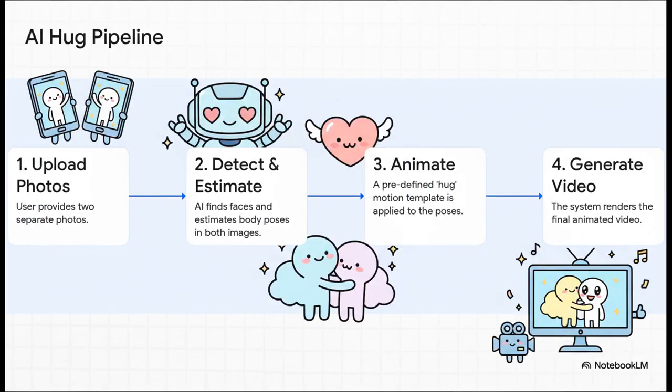And this AI hug effect is a perfect way to see how it works. So you upload 2 photos. The system's first job is to find the faces and figure out the body poses in each picture. Then the template script, the director, applies a pre-recorded hug animation to those poses. And boom, the system generates the finished video. It's a perfect example of that pipeline in action.